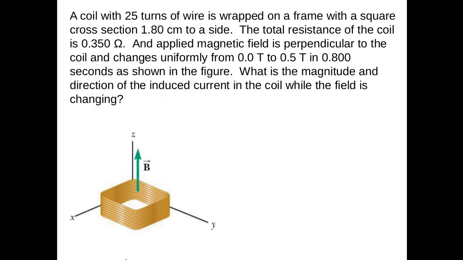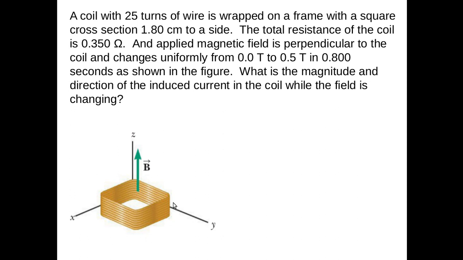Point my thumb down in the negative Z direction and then curl my fingers around the coil like I'm grabbing it from the outside. And when I curl my fingers around the coil, I have an induced current in the clockwise direction if I'm looking down at it from above. So the thumb of my right hand was pointing down, my fingers curled around the loop in the clockwise direction. So that's the direction of the induced current.